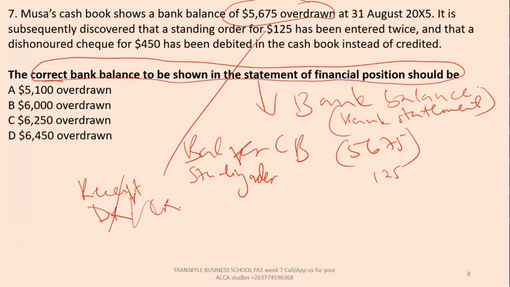And remember those issues. Unpresented checks are added to the cash balance. Remember the way we started with this presentation, we said that unpresented checks have to be added. Similarly, a credit entry of a standing order means that it has to be added back.